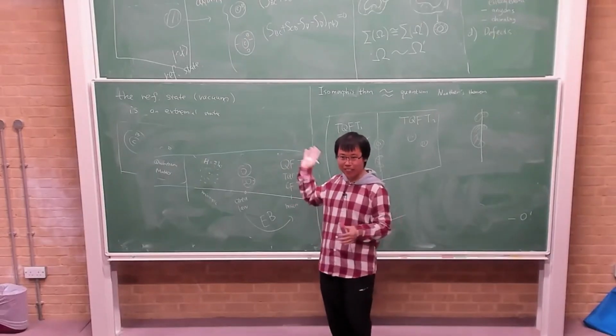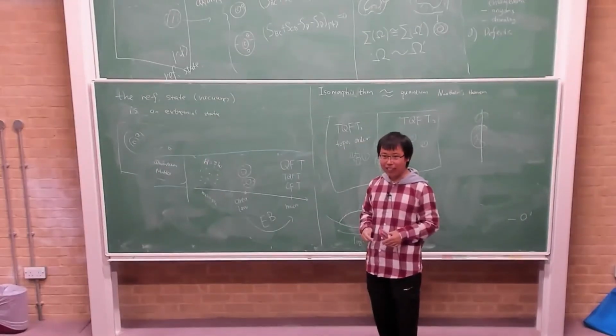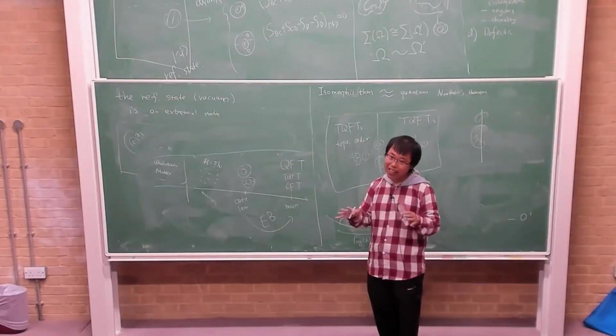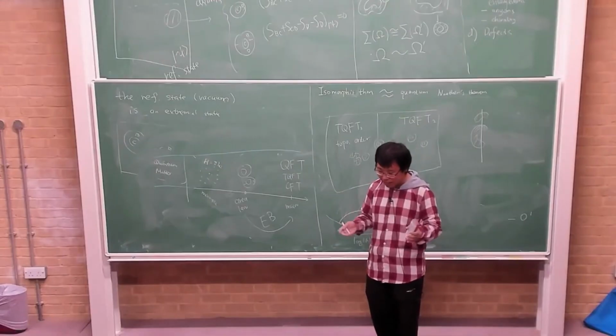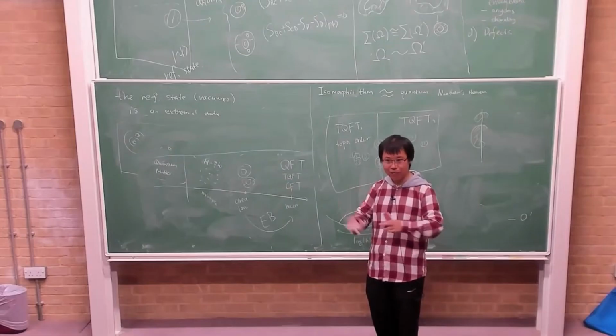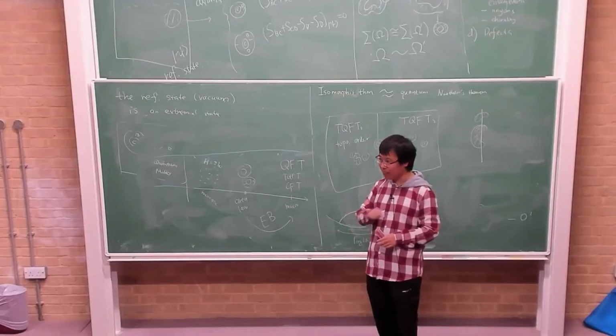And the spirit behind our approach is similar. We assume some constraints and we ask the question, what theory can survive under those constraints? What theories are consistent with the entanglement area law? And then we derive all the fusion rules, braiding statistics, and so on, and even apply it to the concept of defects.